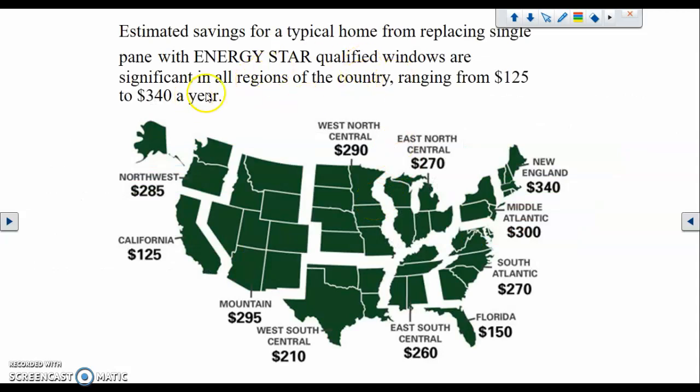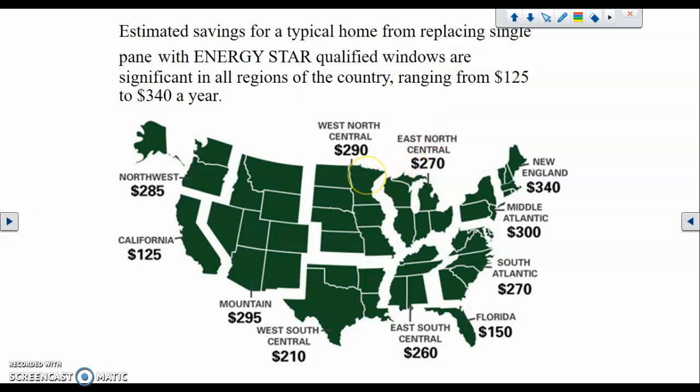This is Energy Star qualified windows. Again, we are in the east north central region here. As far as I know, that's Wisconsin. We can save up to $270 from replacing just a single pane. Just a single pane.